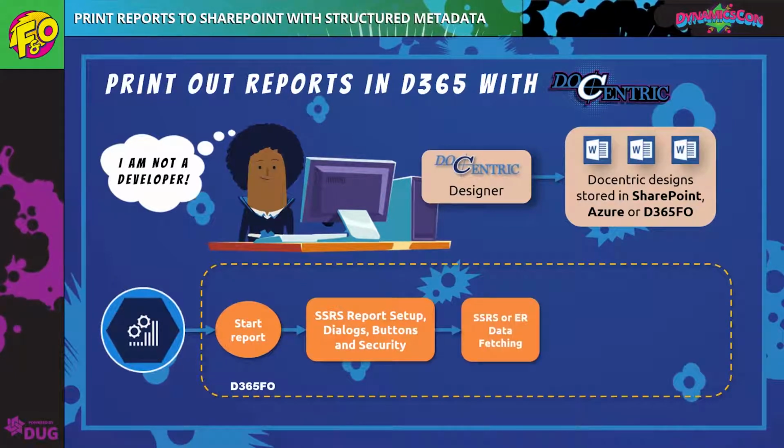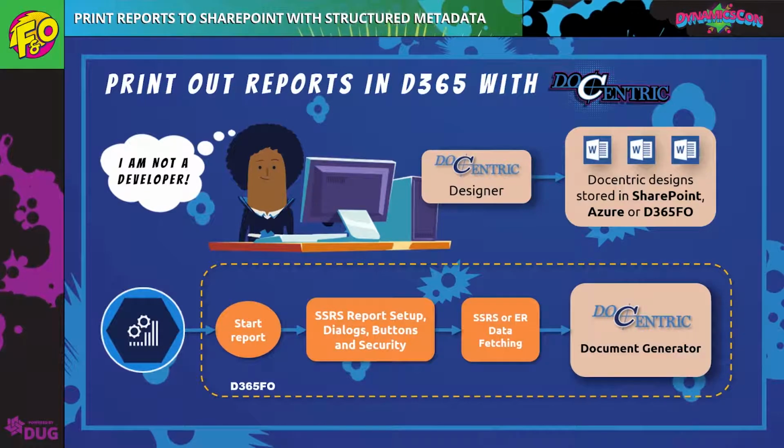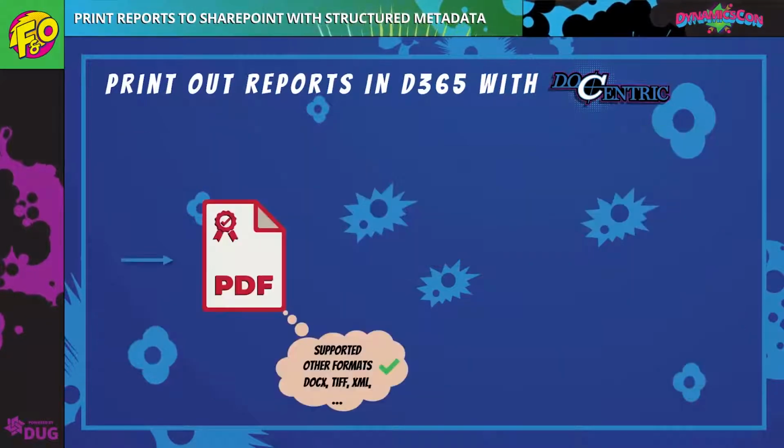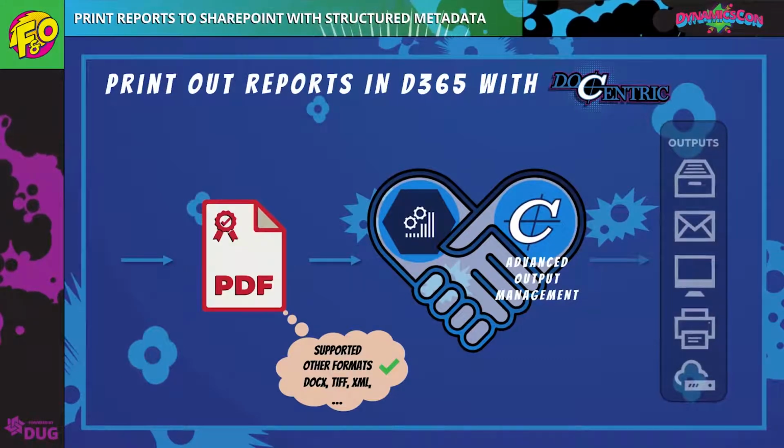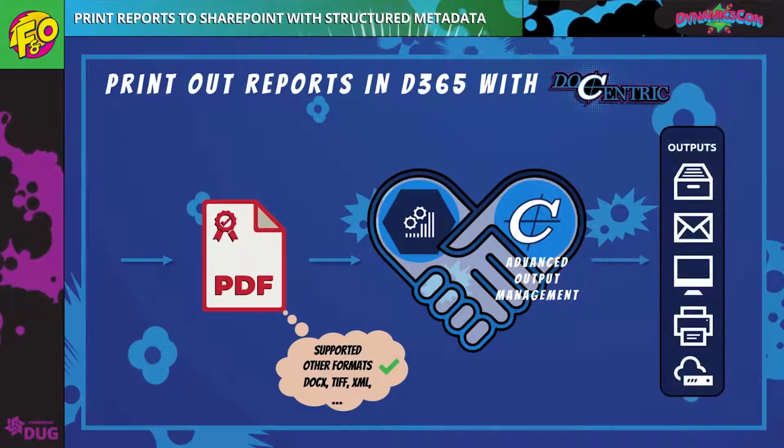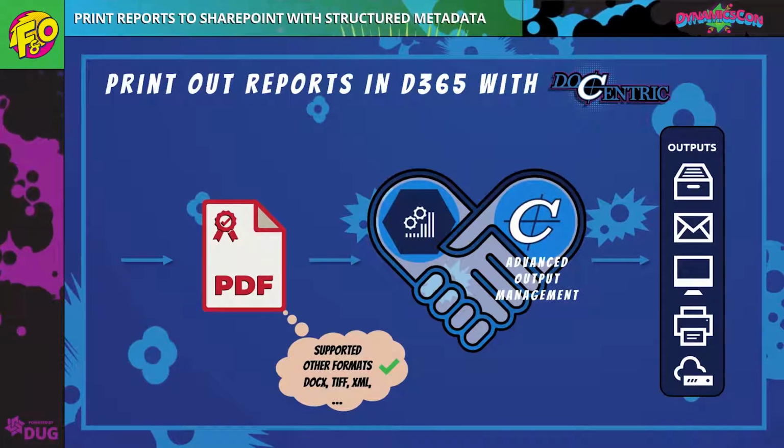Then we fetch the data, either from the standard SSRS or electronic reporting data sources, and pass the data to the Docentric document generator along with the Docentric designs. And once the final document is generated, you can send it through our advanced output management to the desired print destinations, such as print archive, email, screen, printer, or to any other application. And it doesn't matter if the document is being generated in the standard way using SSRS or using Docentric.